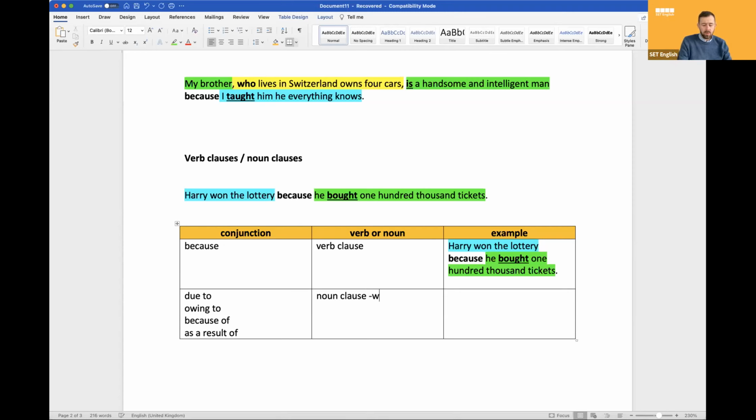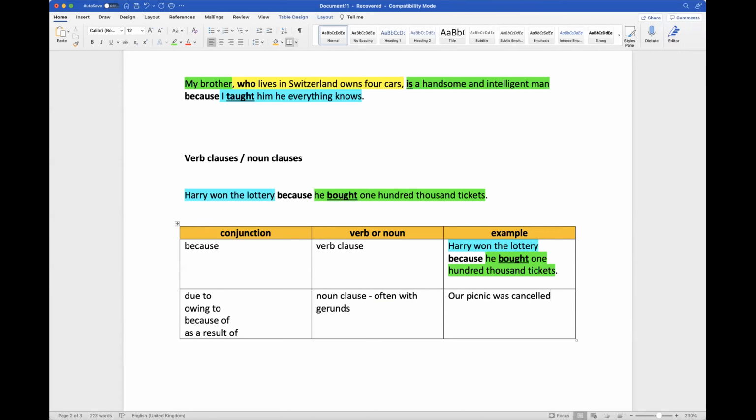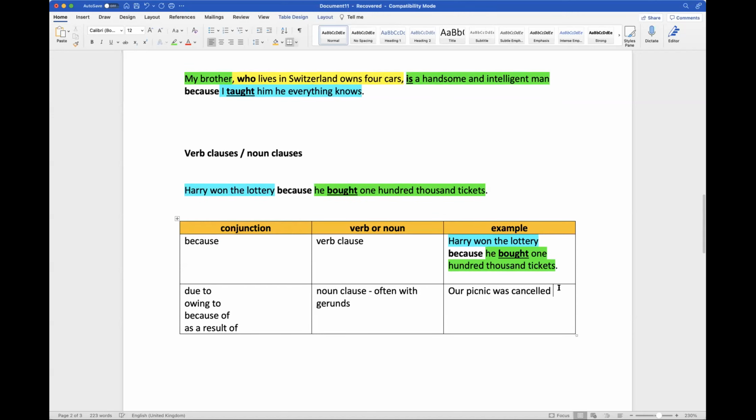So noun clauses, generally with gerunds. Doesn't have to be, but often. So I always give the same example. Our picnic was cancelled. Why was it? Due to rain. Due to the weather.